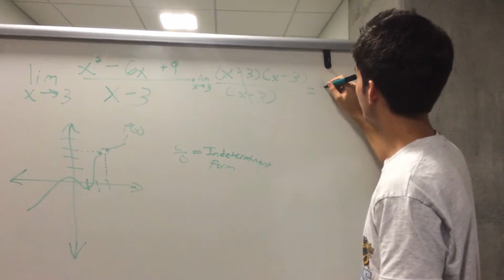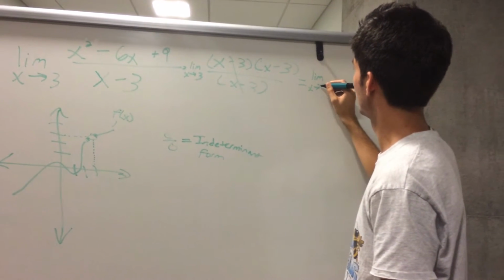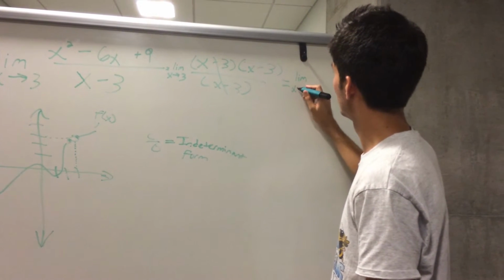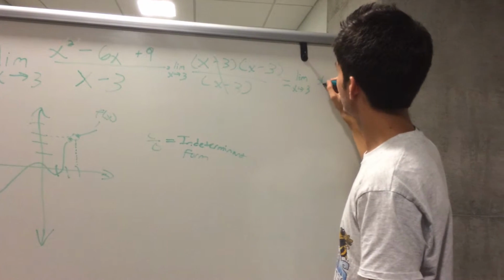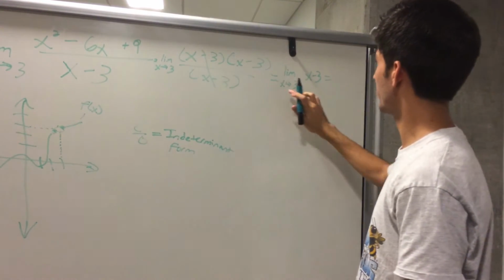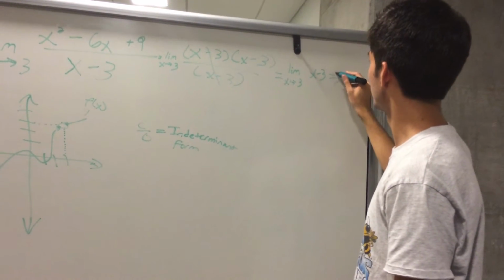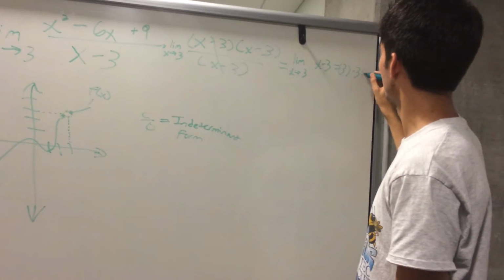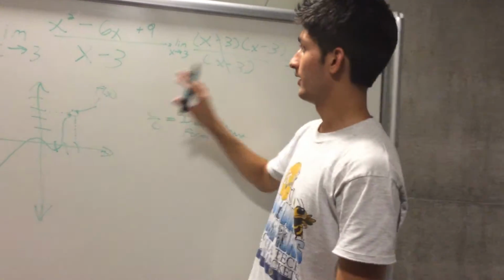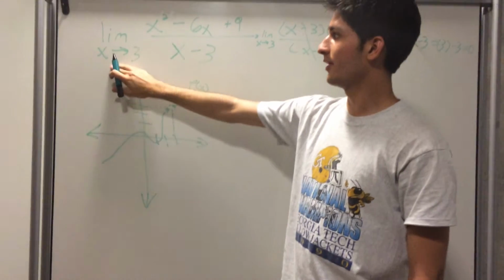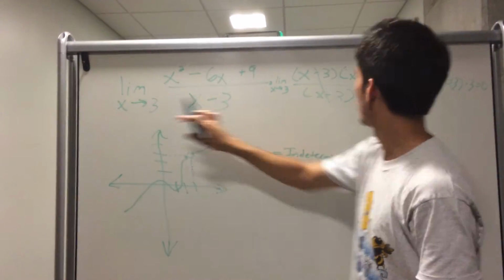when we plug in 3 for the limit. So now we have the limit as x goes to 3 of x minus 3. We plug in 3 for our x. So 3 minus 3 equals 0. So in this equation, as x approaches 3, our limit is 0.